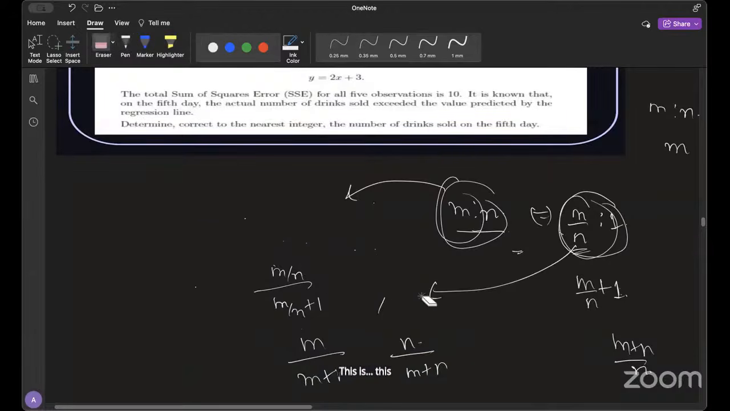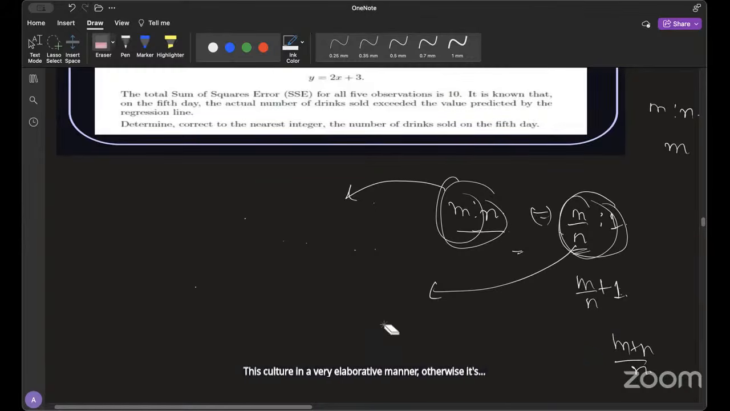This has been discussed in a very elaborate manner. Otherwise, it's kind of understood that these two ratios are the same.